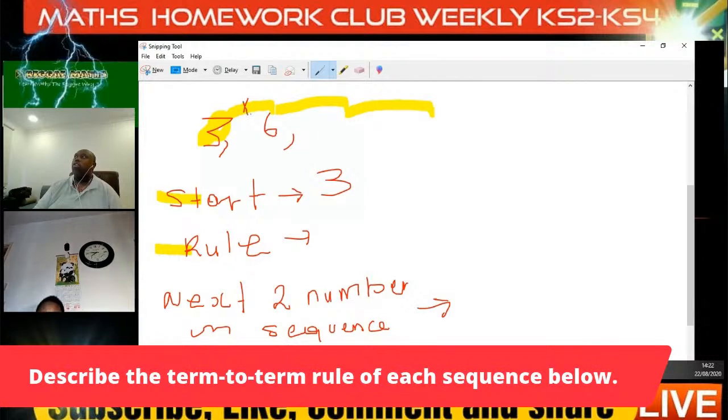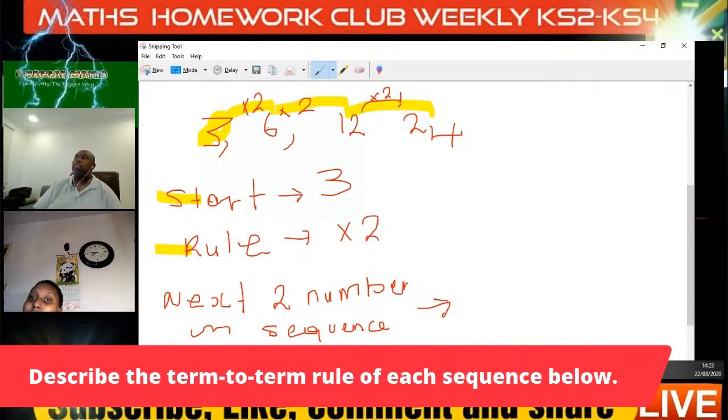Double 3. So the rule is going to be double 3, which is the same thing as times by 2. So you double the previous number, or the rule is times 2. Well done. So what's the next 2 numbers in the sequence now? You're going to times by 2. So what's 2 times 6? 12. Okay. And what's 2 times 12? 24. So there you go.